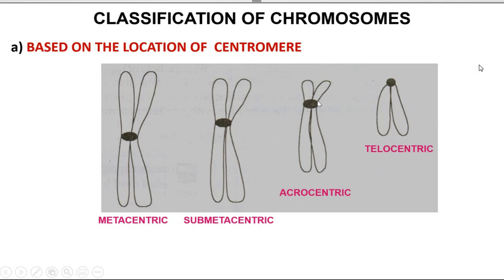If you compare the position of the centromere now, you can see that it has moved to one end of the chromosome, and only long arms are present. Such chromosomes are known as telocentric chromosomes. So based on the location of the centromere, the chromosomes are divided into metacentric, subcentric, acrocentric, and telocentric.